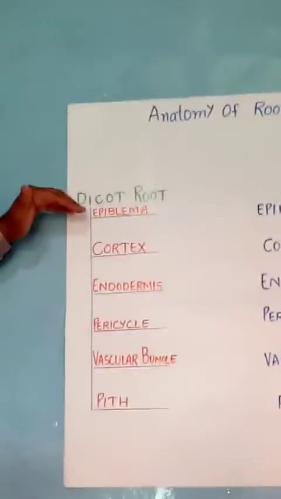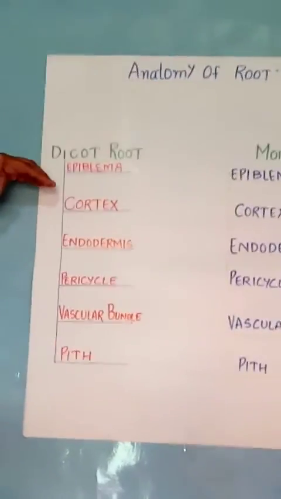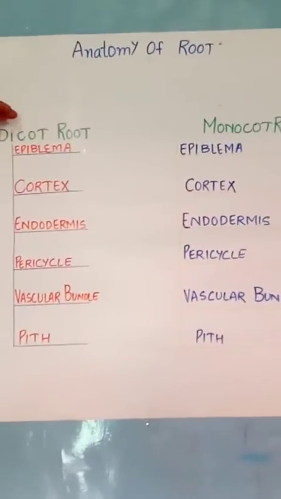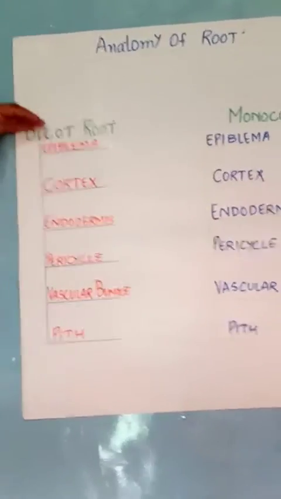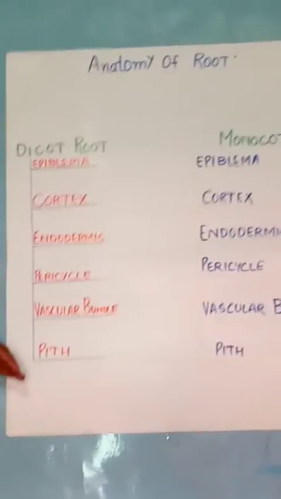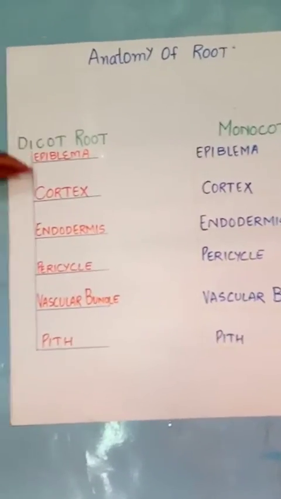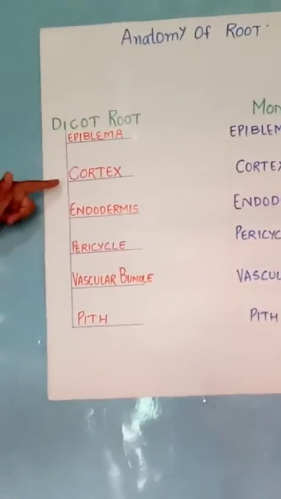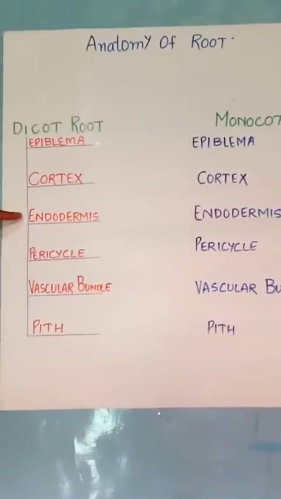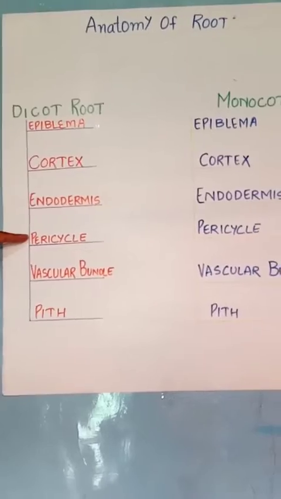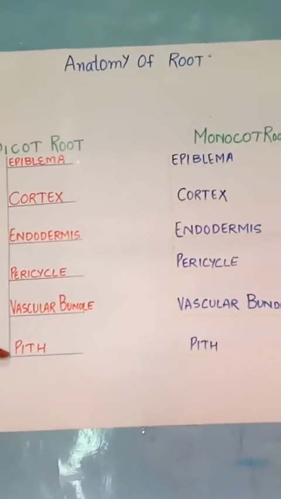If we talk about dicot roots, what we will see is that the root shows different features. Its anatomy, its histology, consists of different features. First one is the epiblema, then we have the cortex, then the endodermis, then the pericycle, then the vascular bundle and the pith.